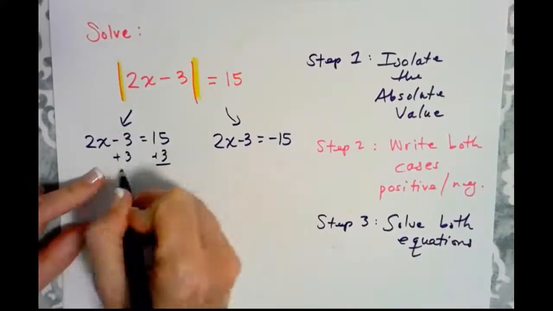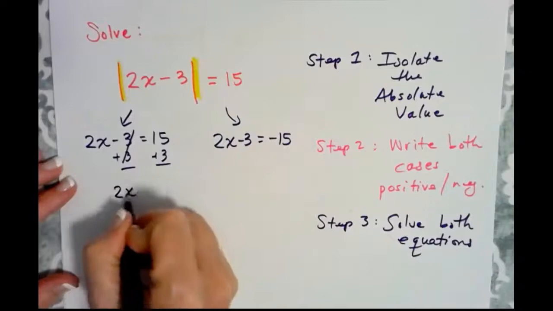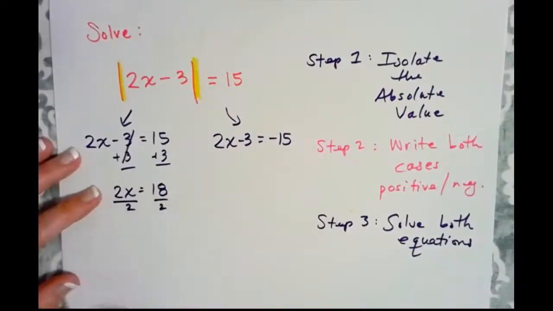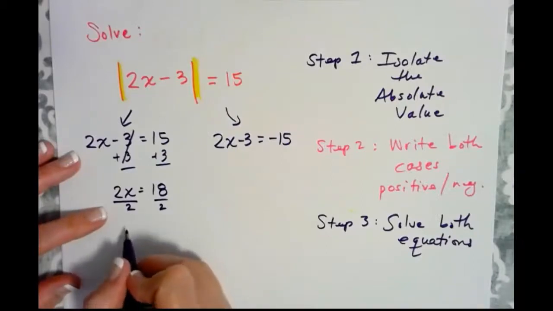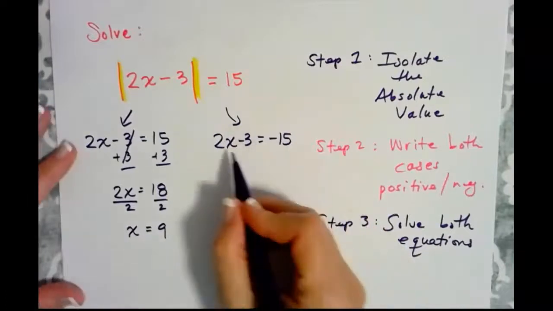Plus 3, plus 3. I'm just using the addition property of equality here. 2x equals 18. Now I'll use the division property of equality. Divide both sides by 2. X equals 9. There's our first answer.